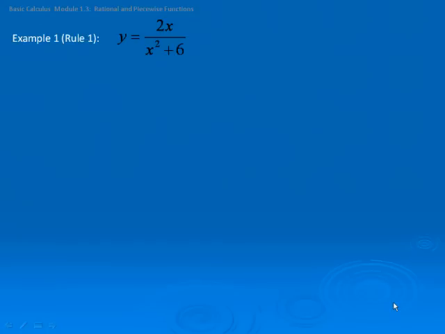If you look at this example, the degree of the numerator is indeed smaller than the degree of the denominator. Therefore, we have a horizontal asymptote at y equals 0, the x-axis.